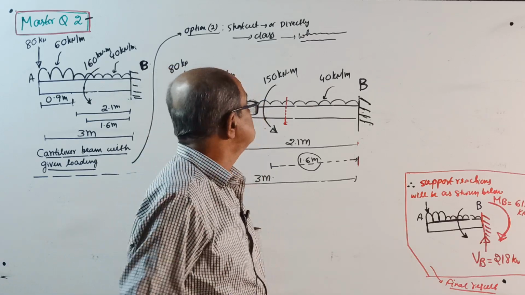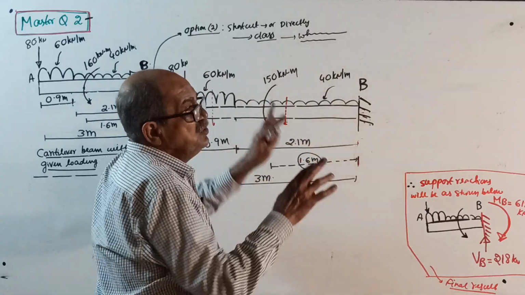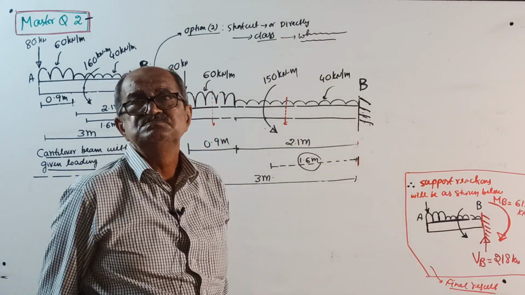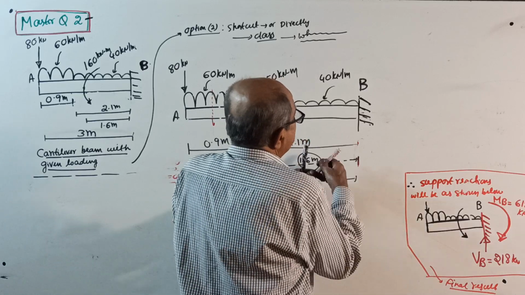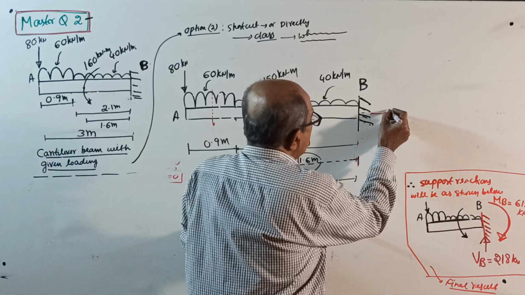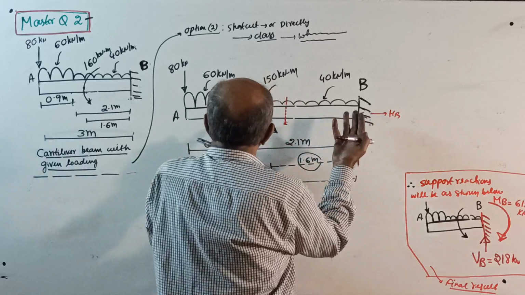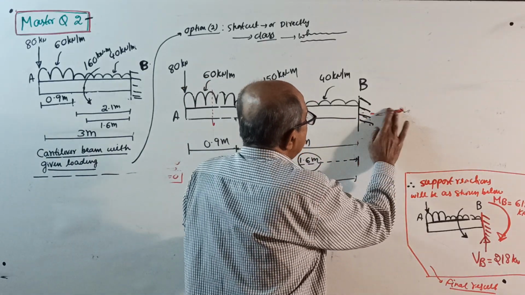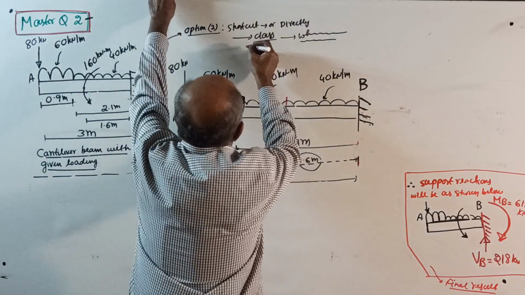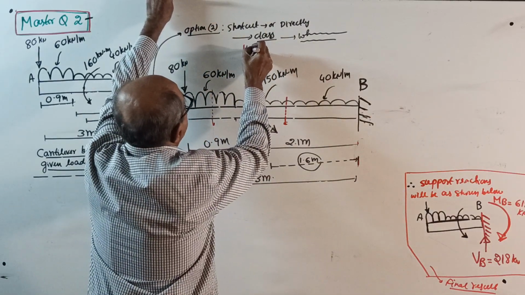Actually unwanted. This beam has no horizontal load. Now, suppose by mistake you mark a horizontal reaction HB. Sigma H equals 0, so HB is 0, so don't waste time. You write here HB equals 0 directly.